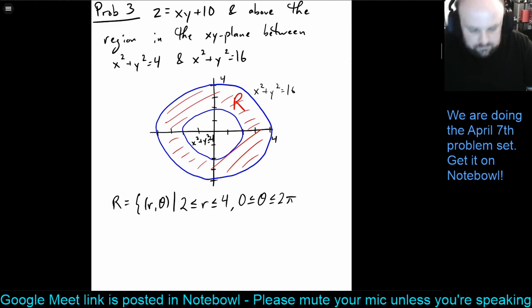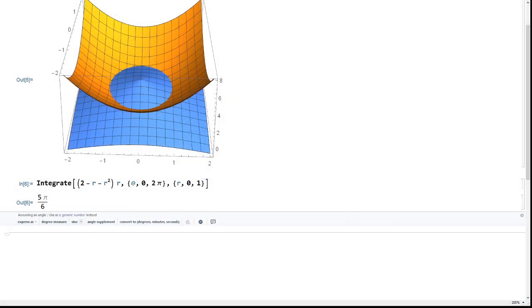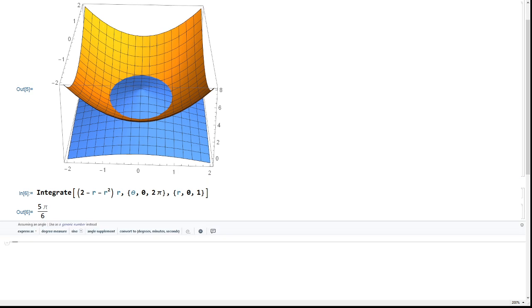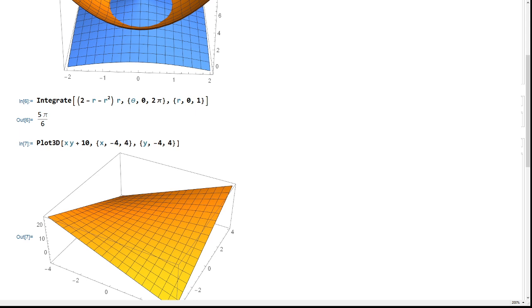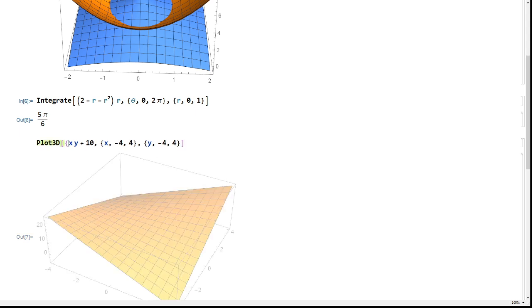So that's R. And let's look at the graph of this function and see, is there anything special we need to keep an eye out for? So let's plot this. xy plus 10. Since the biggest circle is a circle of radius 4, let's do x goes from minus 4 to 4. Y goes from minus 4 to 4. Now let's look at the graph of this. In fact, let's plot this together with the xy plane, just to see if it ever dips below.